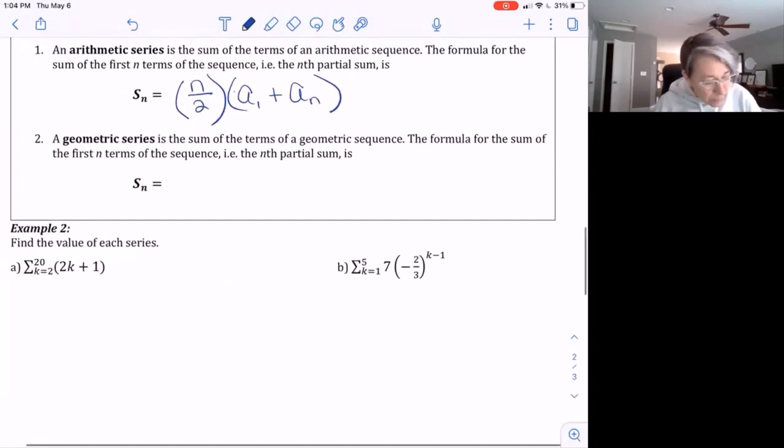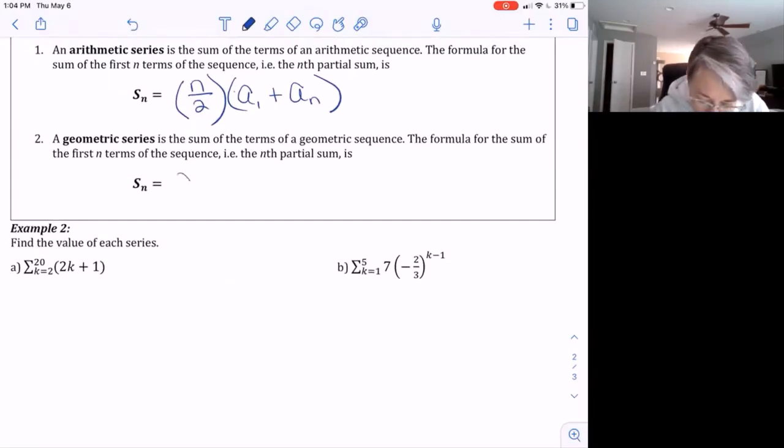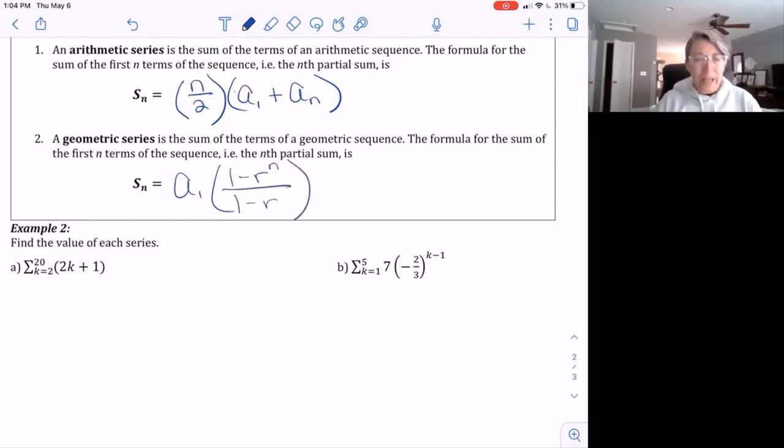Geometric series, a little bit different. You're going to take your first term, a sub 1, and you have 1 minus r to the nth divided by 1 minus r. Little bit more involved as far as explaining how that one is than the arithmetic sequence. So we're just going to take that formula for granted right now. A sub 1 times 1 minus r to the n over 1 minus r.